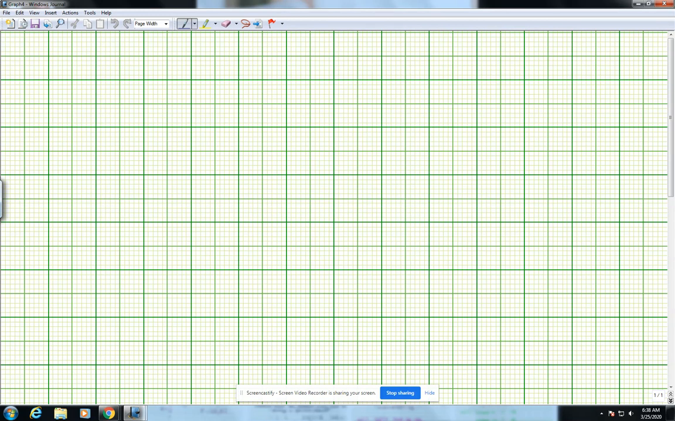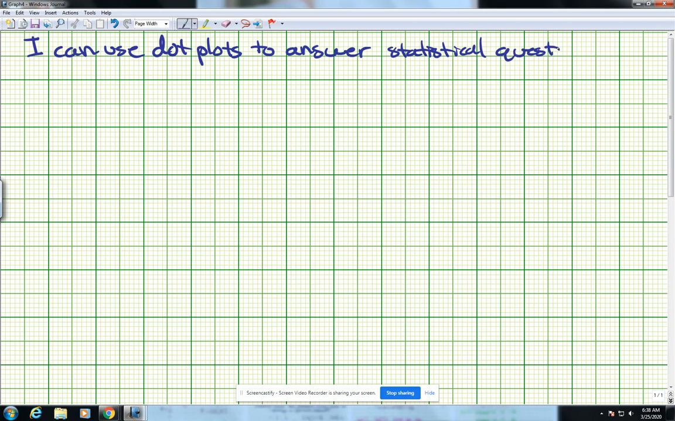Get there in your math book, and we always start with our learning target, remember? This is about statistics. Our learning target today says, I can use dot plots to answer statistical questions. We'll get that written in first. Today we're going to learn what a statistical question is, and we're also going to remind ourselves what a dot plot looks like.